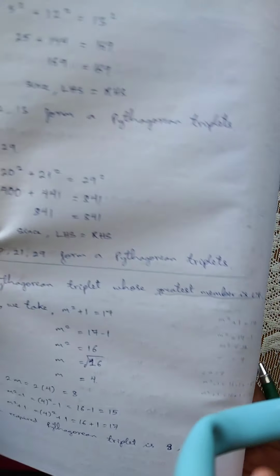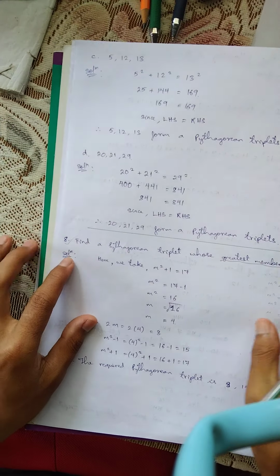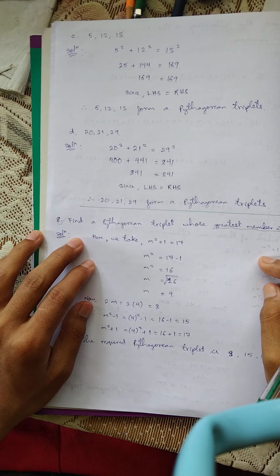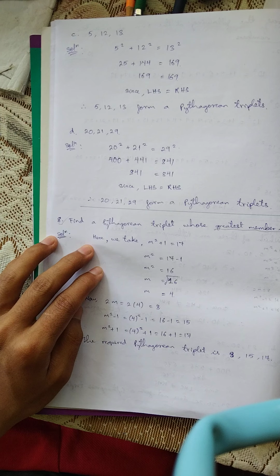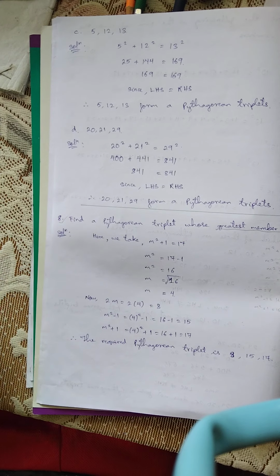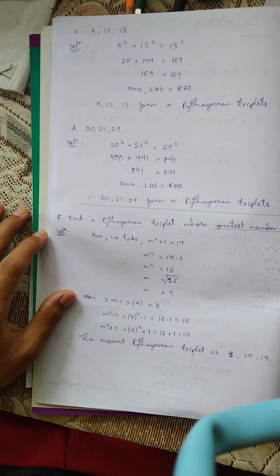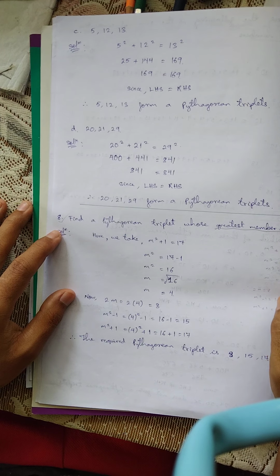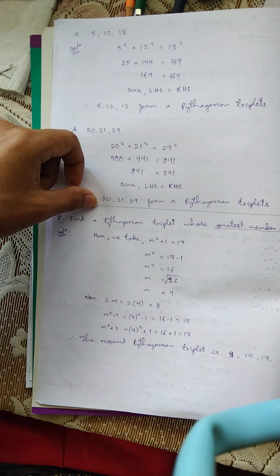Alright, now the next question is question number 8. Find a Pythagorean triplet whose greatest member is 17. Now for Pythagorean triplets, remember we have to find three numbers. One number is given, that is the greatest member is 17. So we have to find the other two.